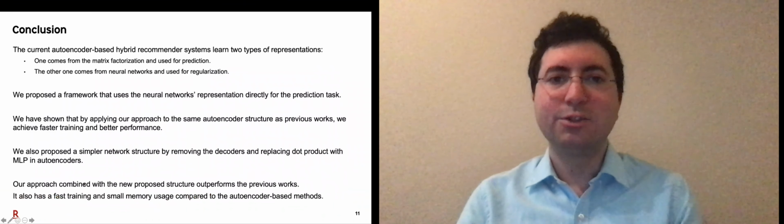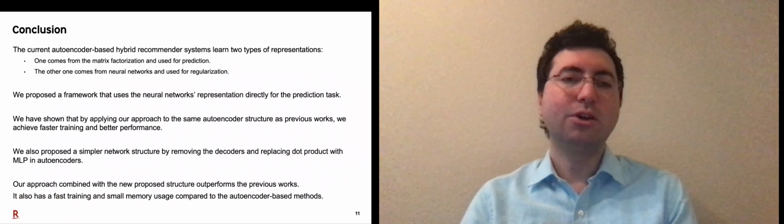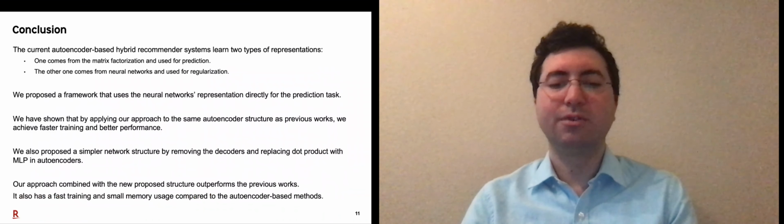The conclusion is that it's better to use neural representations for prediction, and by removing the decoders and replacing dot product with multilayer perceptron, we can achieve even better results.